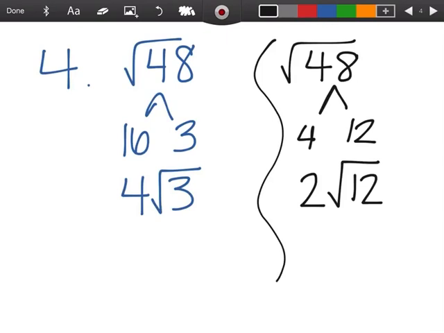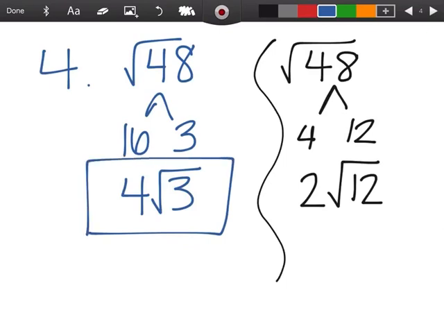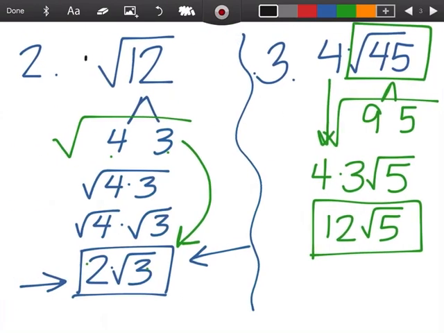Now, if you were to type all of this into your calculator, the square root of 48, or 4 root 3, or 2 root 12, you're going to get the same answer, 6.928, etc. But this 4 root 3 is the only correct, completely simplified answer, because look at 12. 12 is not as simplified as possible. The square root of 12 can continue to be simplified because we just did it. The square root of 12 does not just stay the square root of 12. It can be broken down even further.